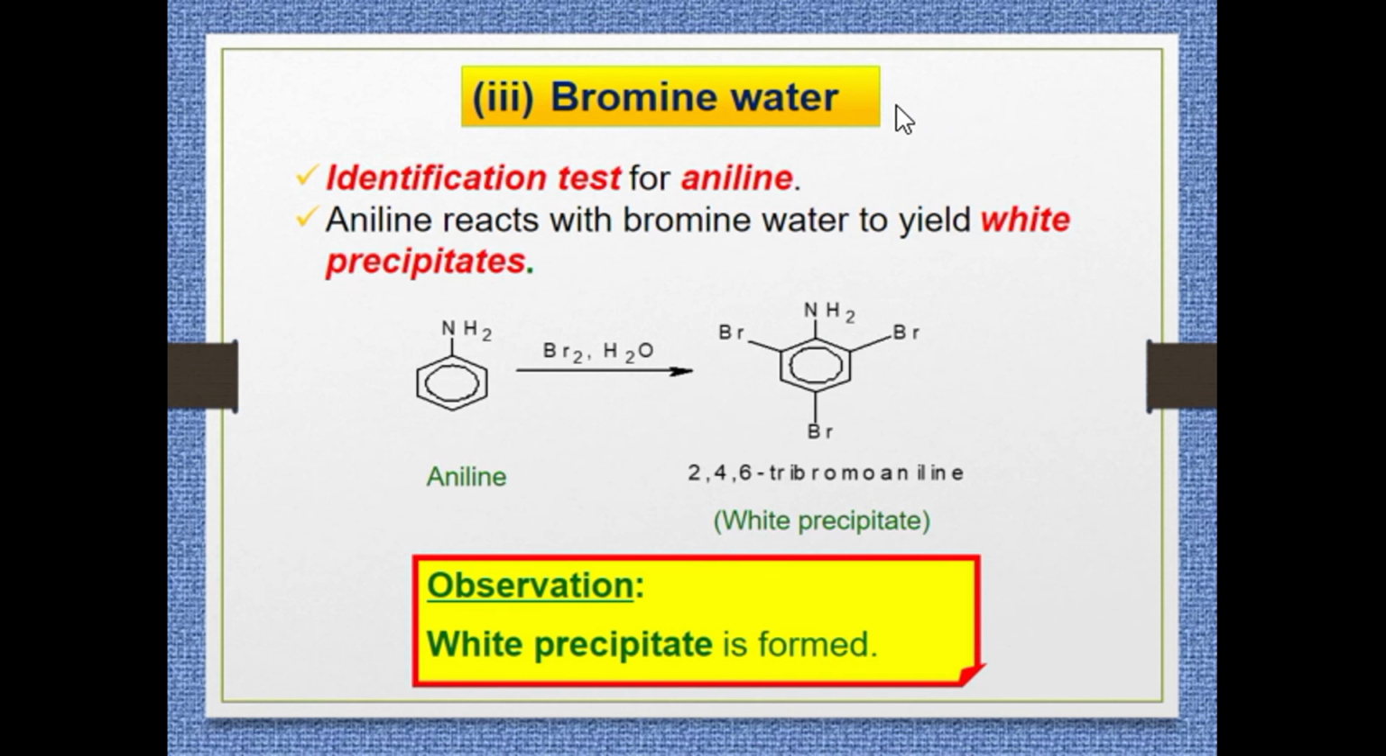The third reaction is reaction with bromine water. This reaction is particularly the identification test for aniline. Aniline reacts with bromine water to give the white precipitate, which is called 2,4,6-tribromoaniline.